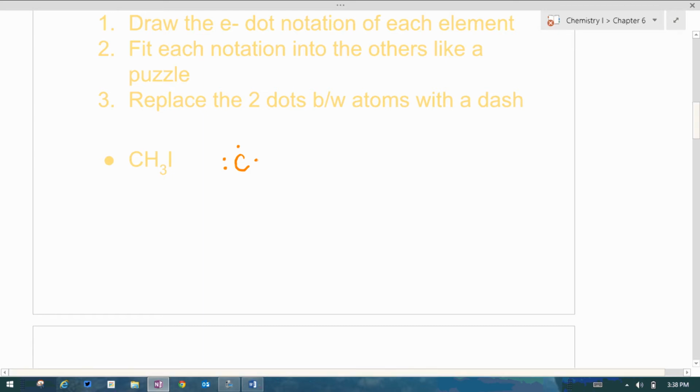Now it has a blank space, and we're going to come back to that and talk about that in just a moment. We have 3 individual hydrogens, and as we know from our homework, hydrogen has 1 valence electron. So 1 little dot there for each of those 3 hydrogens. And then we have iodine, and iodine is in group 7. So that means 2 dots on one side, 3, 4, 5, 6, and 7. All right, so there's each of our individual elements.